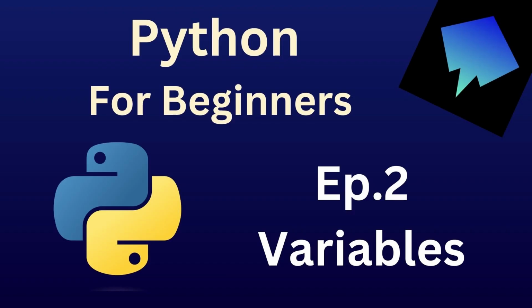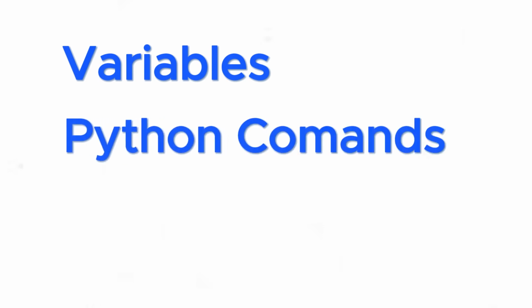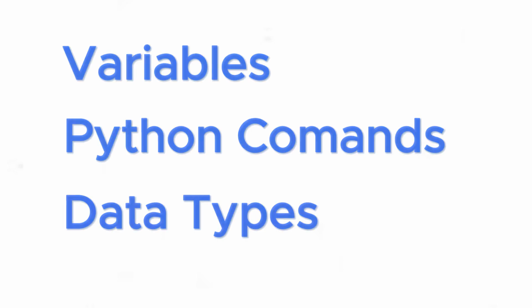This is the second video in the Python for Beginners series. We will be looking at how to use variables along with other simple commands in Python. We will also talk about the different data types that are available in Python.